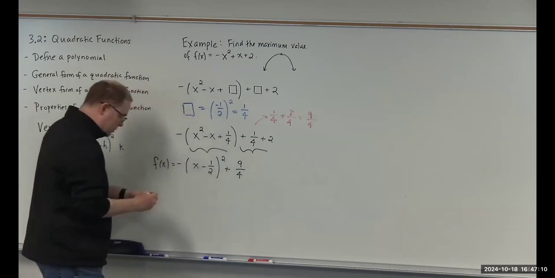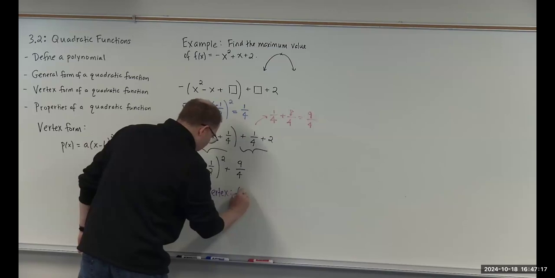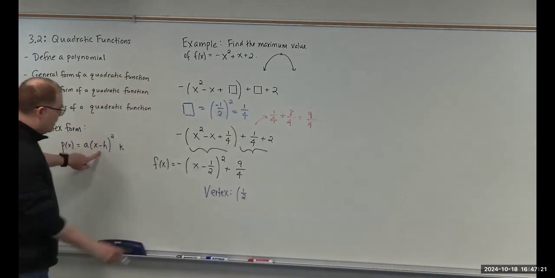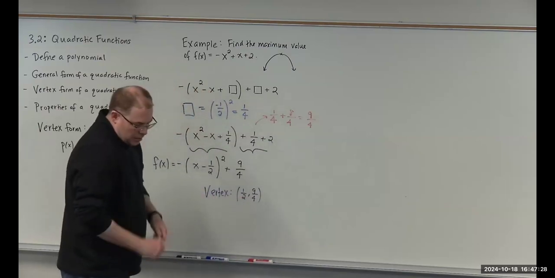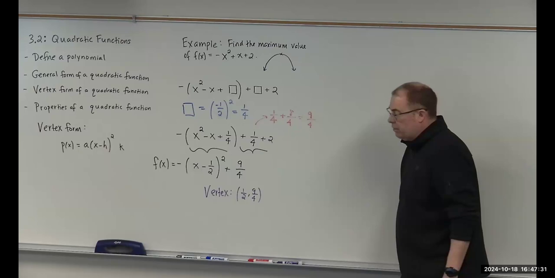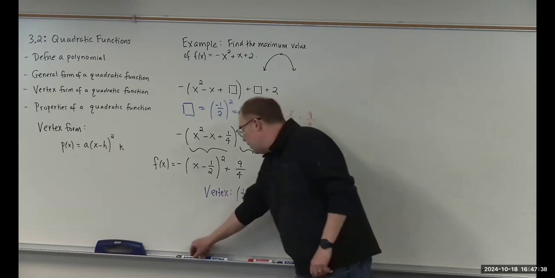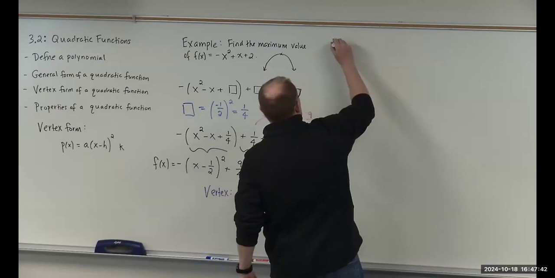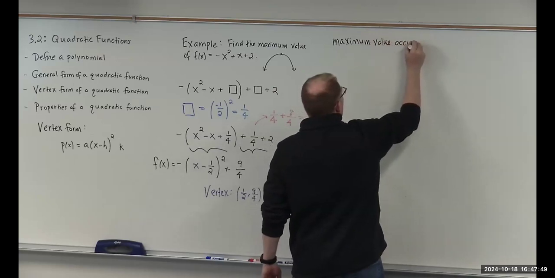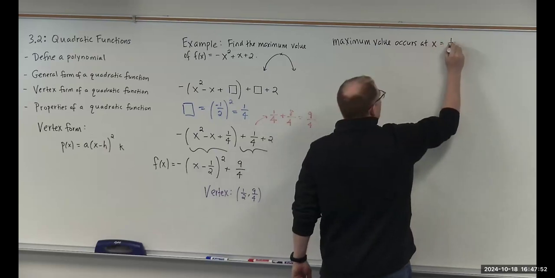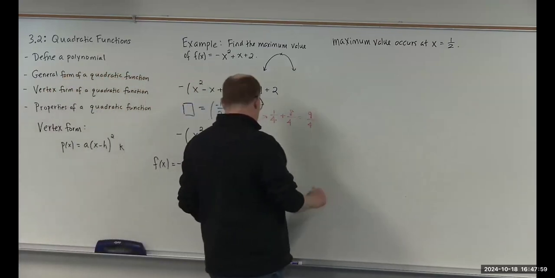So the vertex here is going to be 1/2, you have the minus there, so it's just going to be 1/2, comma, 9/4. And that gives us our answer. We know that the maximum value occurs at 1/2, and the actual maximum value is 9/4. So that's where it occurs. The actual maximum value is going to be 9/4.